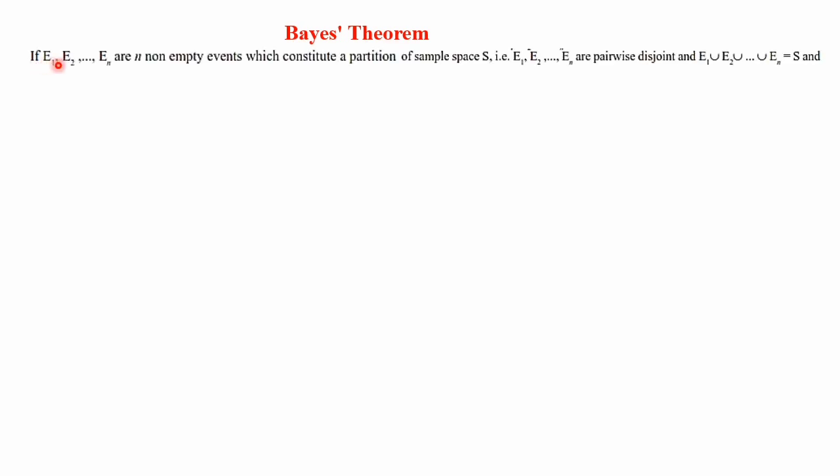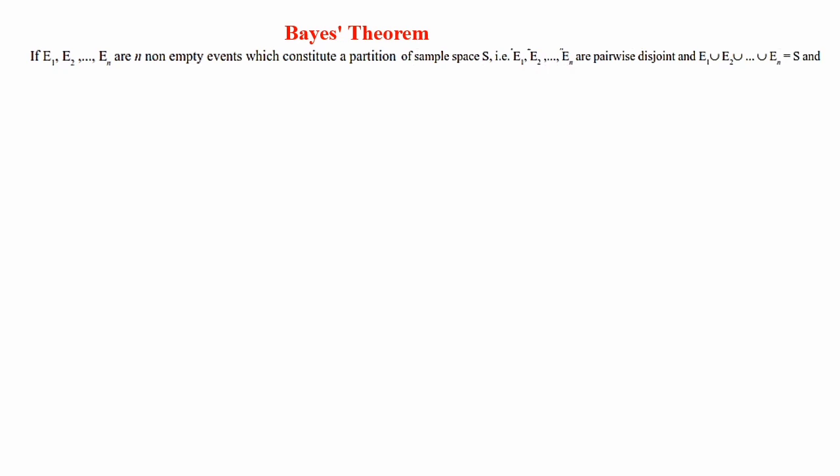Next we shall discuss the Bayes theorem formula. If E1, E2, etc., En are n non-empty events which constitute a partition of sample space S, that is, partition of sample space means these E1, E2, etc., En need to follow some conditions. That is, they should be pairwise disjoint, meaning when you take the intersection of E1 and E2, or any two events, it should be a null set, meaning there should not be a common element.